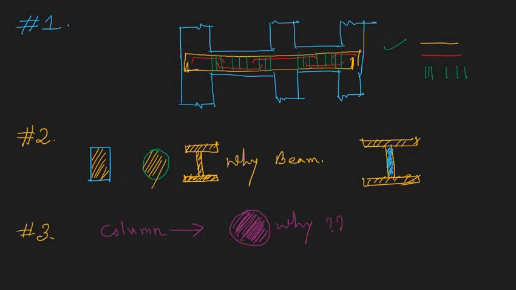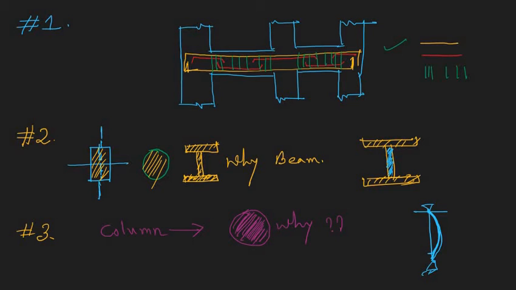So why is it best to use as a column section? Your answer should be like this: any column is susceptible to buckling. Got it? Now if we use this rectangular one, it will always buckle along this minor axis. So we will have a direction about which the column is susceptible to buckling. Got it?